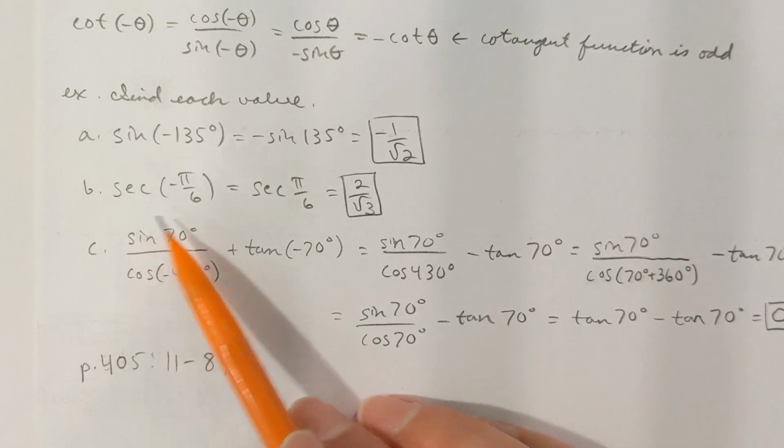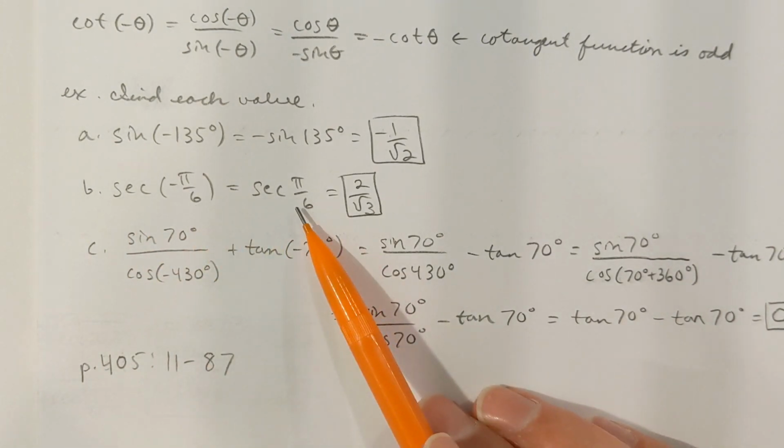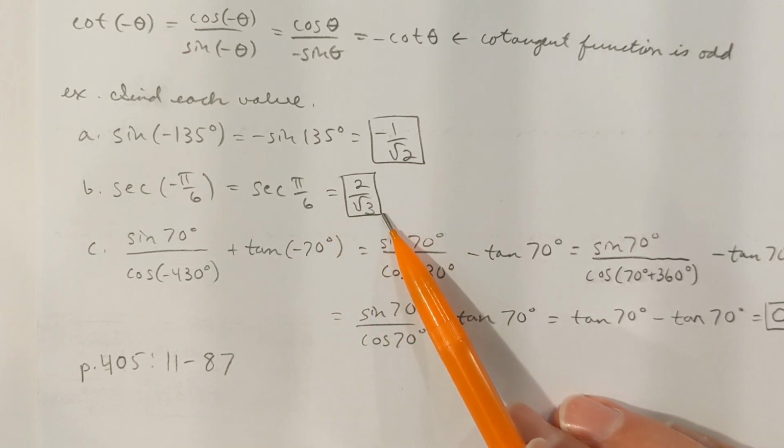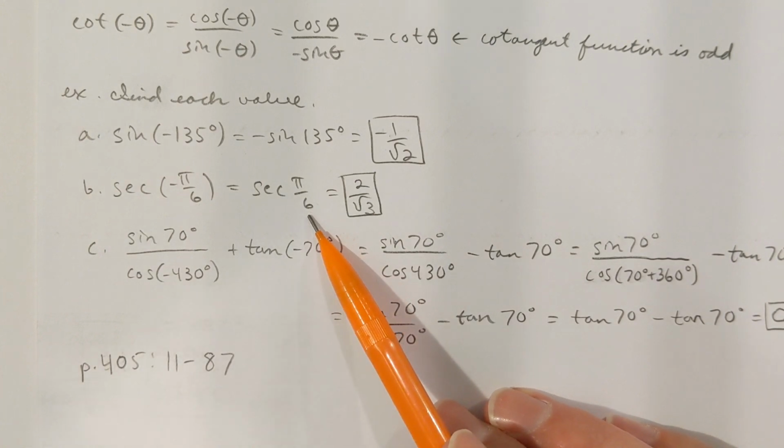Here's part B. Secant of negative pi over 6. Well, the secant function is even, so that'd be the same result that you'd get if you were to compute secant of pi over 6. Pi over 6 is the same as 30 degrees, right? So I'd build my 30, 60, 90 right triangle.